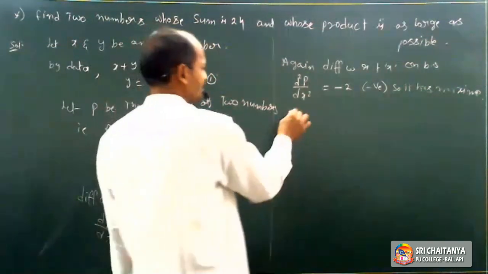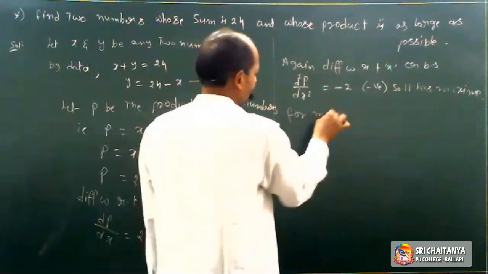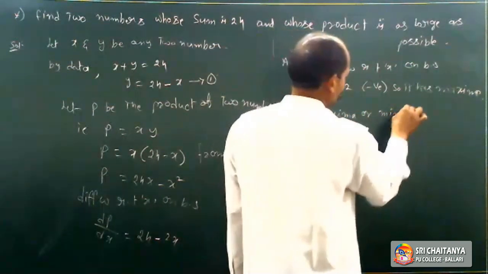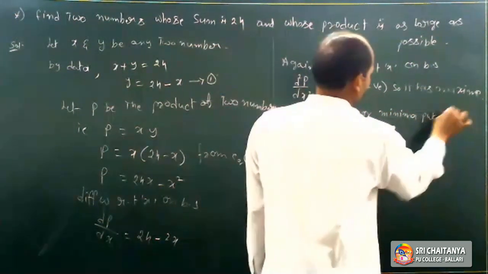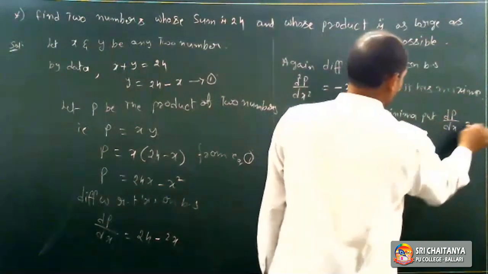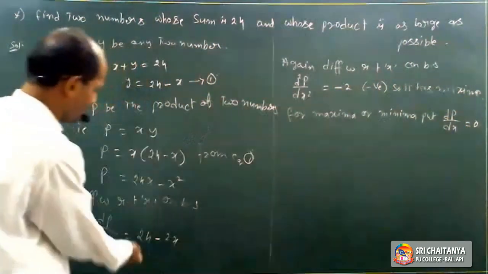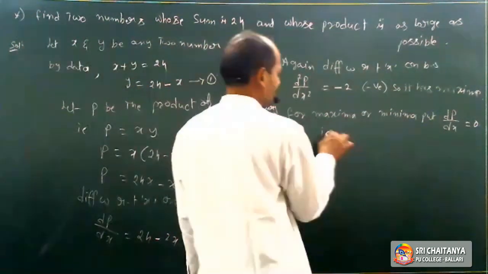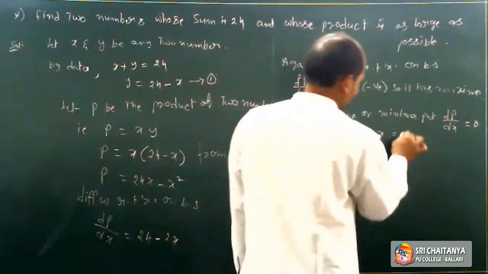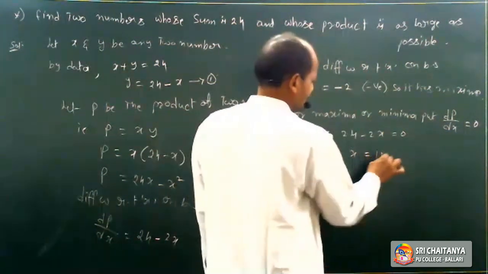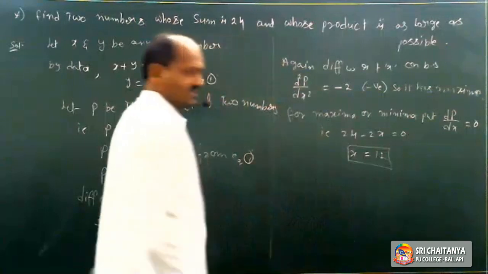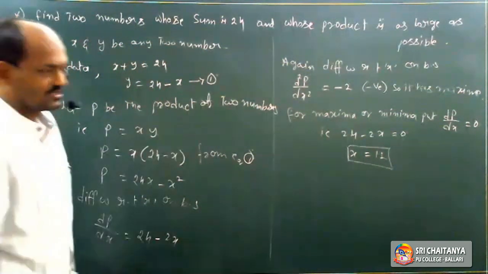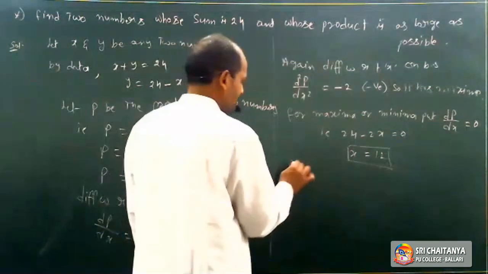Now the maximum value. For maximum or minimum, put the first derivative dp by dx equal to 0. What about the first derivative? 24 minus 2x is equal to 0. That is 24 minus 2x is equal to 0. x is equal to 12. If x is equal to 12, then what about the y value? 24 minus 12, it is also 12.